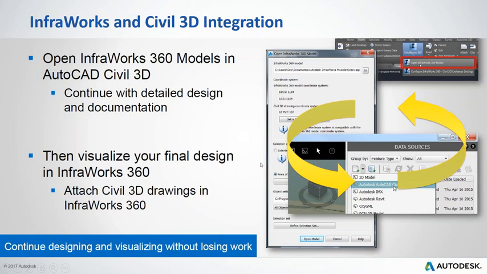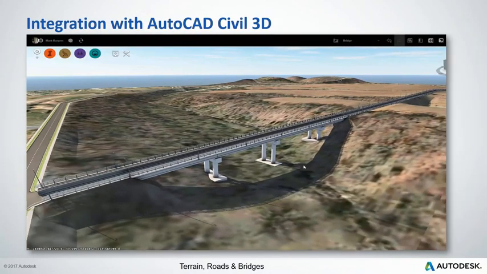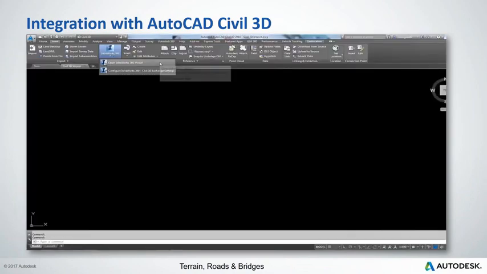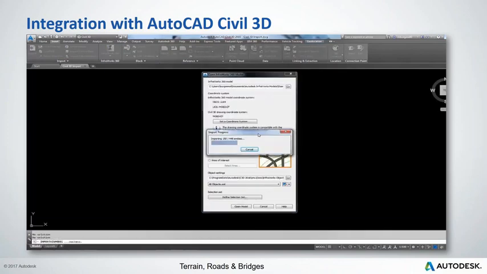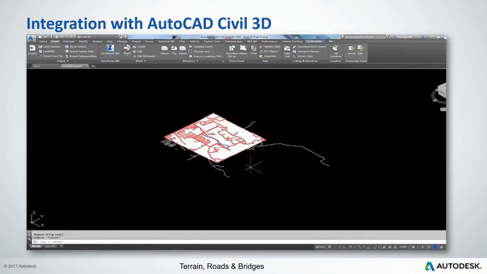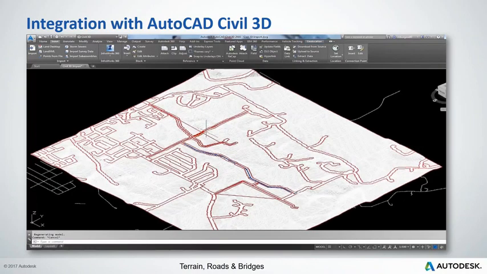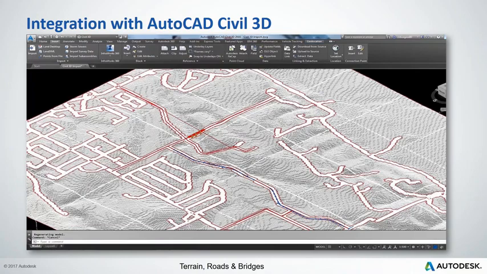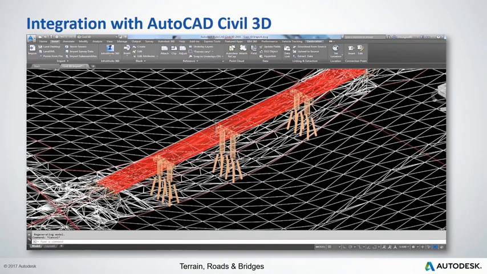And integration is both ways. Any update in the InfraWorks model is directly seen in Civil 3D, and any update in Civil 3D is directly seen in InfraWorks within a few seconds after hitting the refresh button. So here we're opening an InfraWorks model from within Civil 3D. We've set the coordinate system and we're bringing the model into Civil. As you can see here, we have the whole terrain, we have the road alignments, and we've even got the 3D model of the bridge with all of its components showing in Civil 3D.